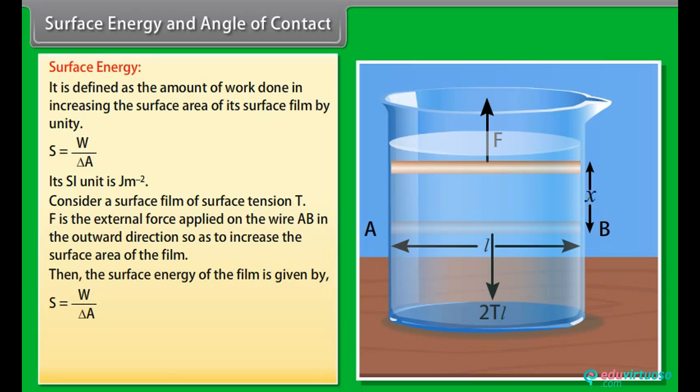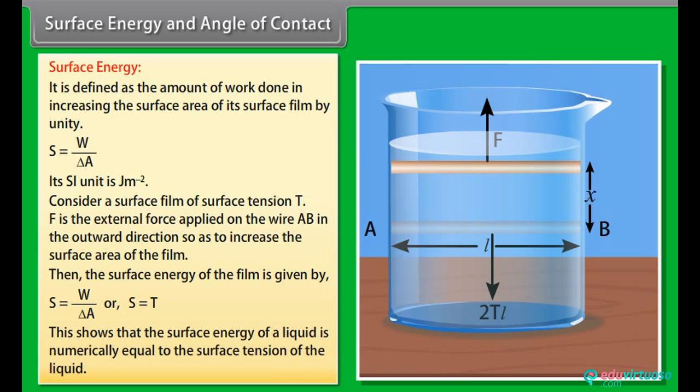We know that S is equal to W upon delta A. This gives the result of S is equal to T. This shows that the surface energy of a liquid is numerically equal to the surface tension of the liquid.